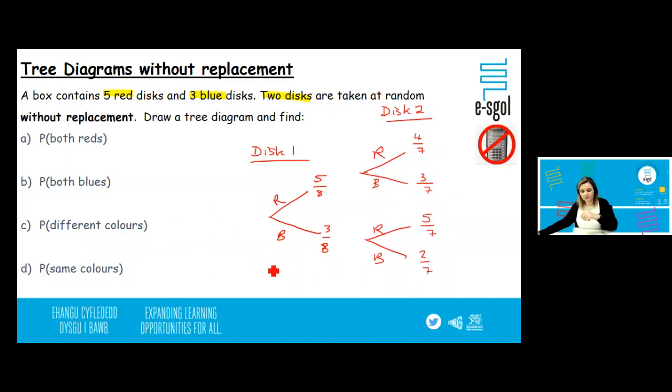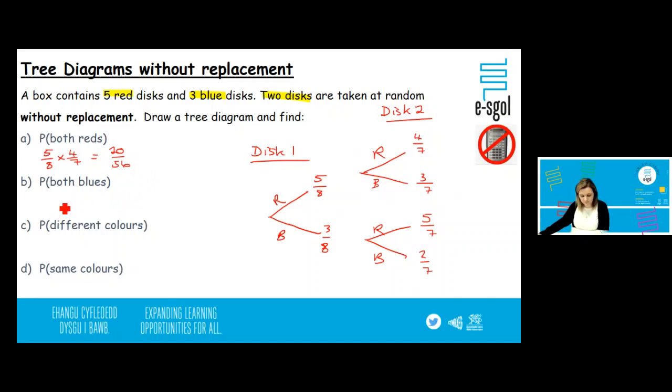And now we've got some probabilities to answer. So both being red would mean red on the first disc and red on the second one. So we're going to be following these top 2 paths. And just like we've done before, we always multiply along our branches. So 5 over 8 multiplied by 4 over 7 is going to give us the answer to that one. So 20 over 56.